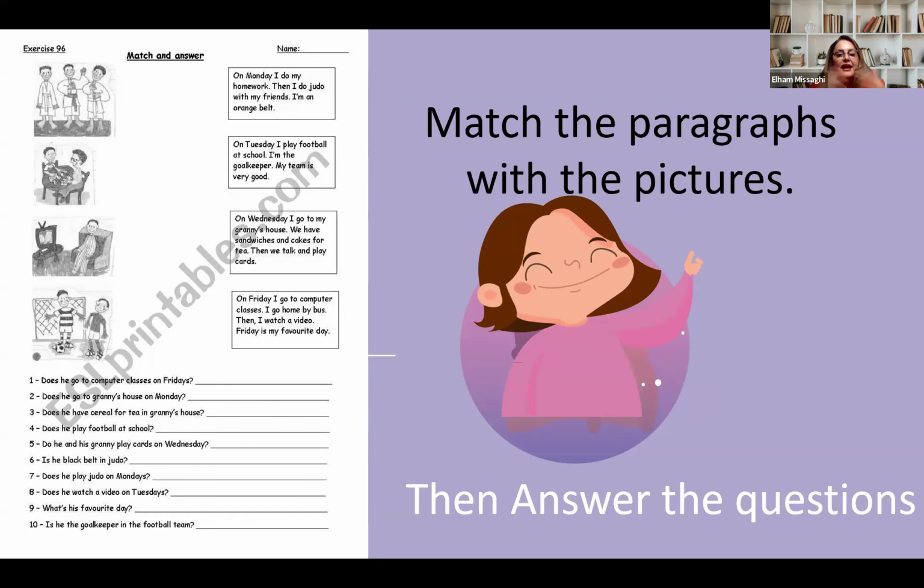So what's next? When it's finished, it says, okay, talk about your week. Talk about your favorite day. Talk about Saturdays. Talk about Wednesdays. They learn to talk about their real life. That's the feedback part, the production part.